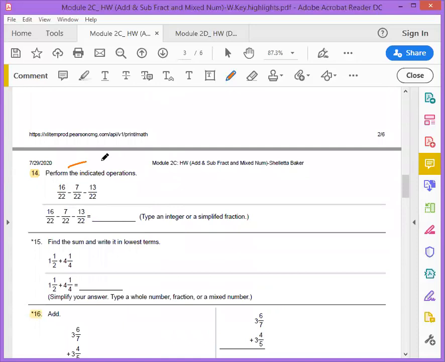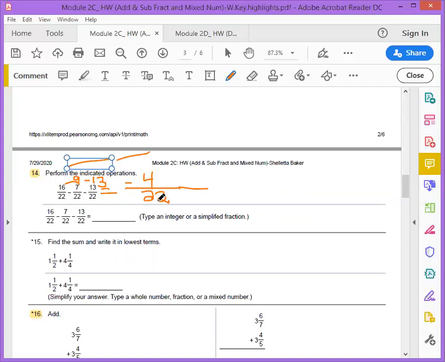All right, let's look at number 14. Now this time you're subtracting 3 fractional terms, but we have a common denominator. So we can just keep that denominator of 22, and then we're going to subtract the numbers in the numerator. So 16 minus 7, we're just moving from left to right, the first two digits. 16 minus 7, that gives us 9. And 9 minus 13, that gives us a negative number. 9 minus 13 becomes negative 4.